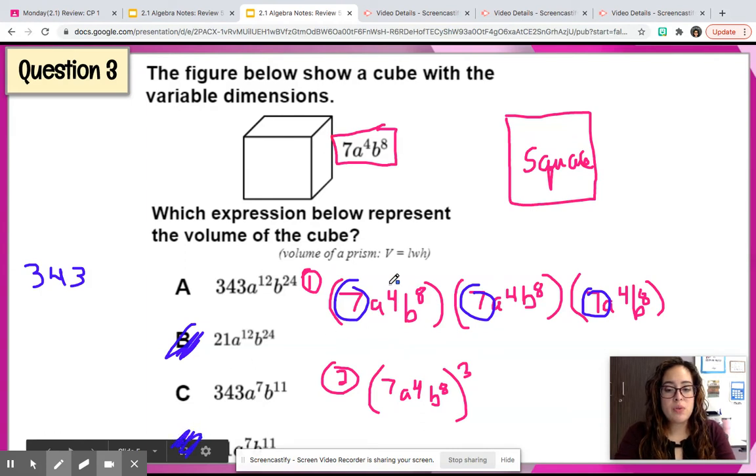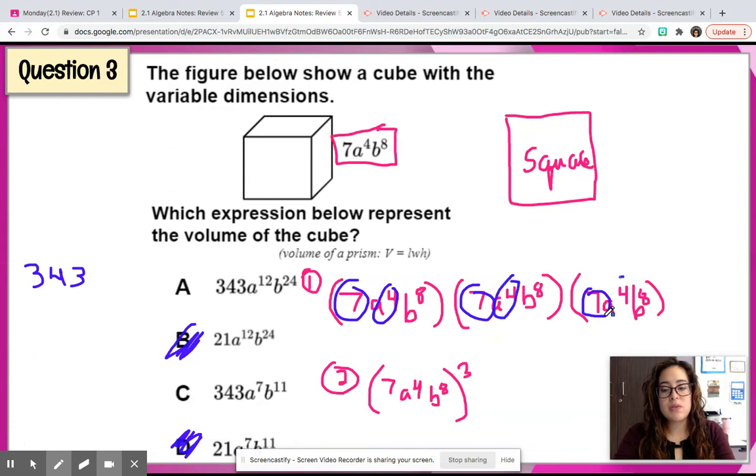Now I'm going to do a to the 4th power times a to the 4th power times a to the 4th power. So when you're multiplying, it's a product of powers. We've got to add our exponents. So a to the 4th plus the 4th plus the 4th is a to the 12th power, which is right here. See? So it is A.